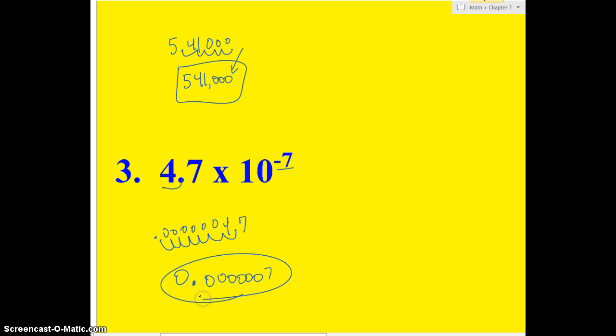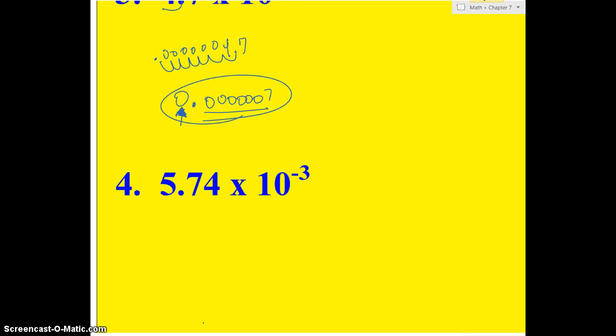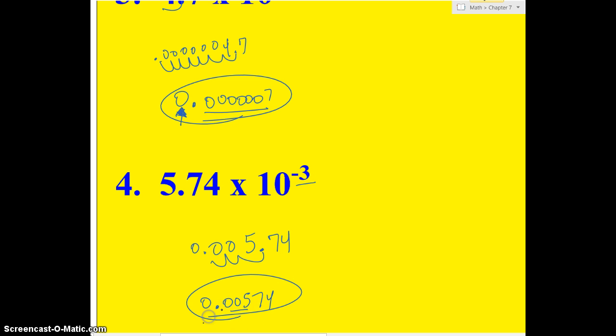Add the 7. You can choose to keep this 0 here. It's optional. It does not matter. But these 6 zeros are the ones that are really important. 5.74 times 10 to the negative third. One more example. Move it 3 spaces to the left. 1, 2, 3. Which means I'm going to add those 2 zeros right there.